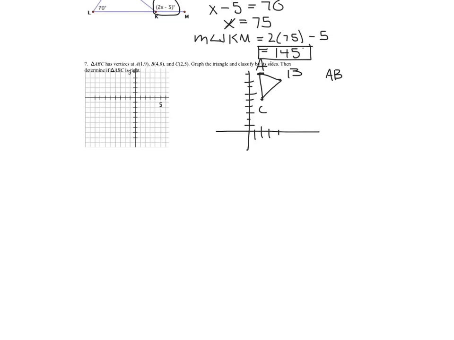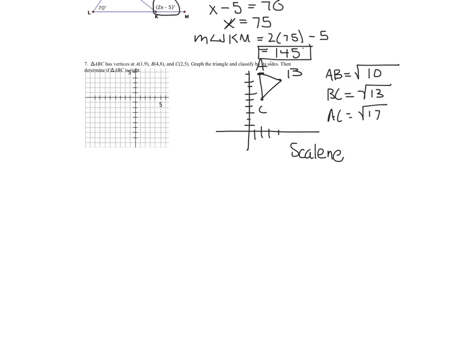So AB, I would do the distance formula like I did earlier, and I want you to take my word for it that it's the square root of 10. Okay, BC, do the distance formula, and you should get that the length of BC is square root of 13. And then AC, you should get that the length is square root of 17. So right off the bat, I know that it's scalene because there are no congruent sides. So scalene triangles have no congruent sides.